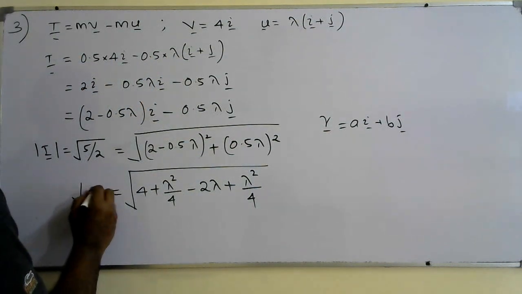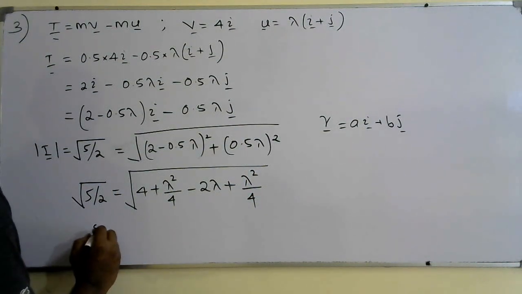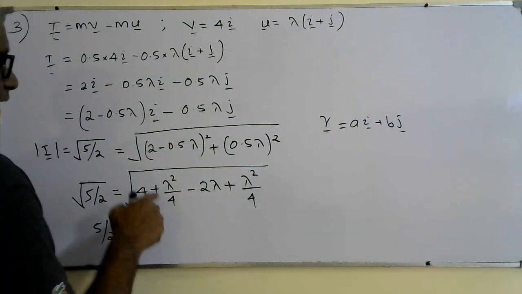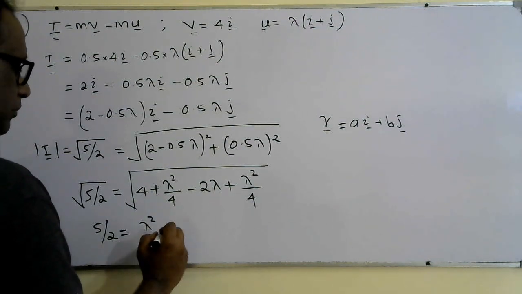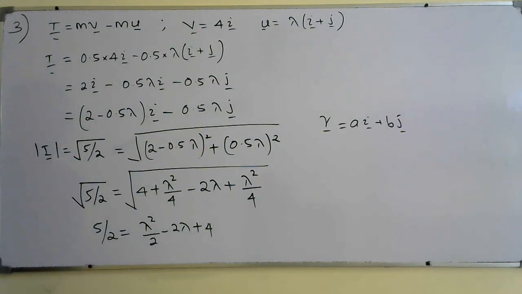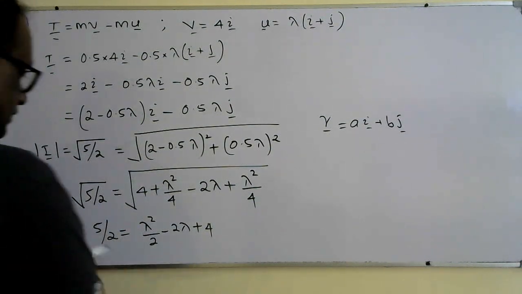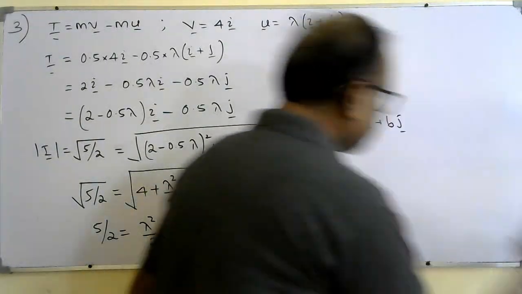Okay, so on both sides take the square to remove the square root. So it's going to be 5 by 2 is equal to lambda squared by 4 plus lambda squared by 4, which is lambda squared by 2, minus 2 lambda plus 4. Okay, so better multiply the whole equation by 2. Then you take it and solve it to get the quadratic equation.